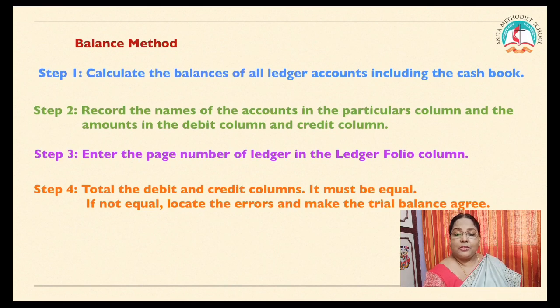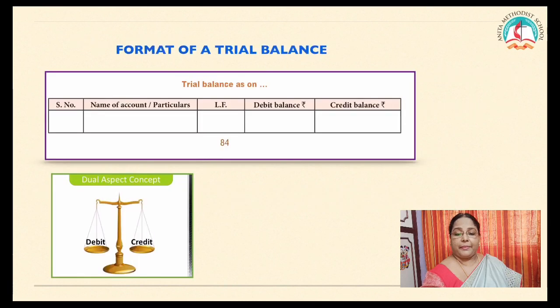Calculate the balances of all ledger accounts including the cash book. Record the name of the account in the particulars column and the amounts in the debit column and credit column. Enter the page number of the ledger in the ledger folio column. Total the debit and credit columns. They must be equal. It has to tally. If it is not equal, locate the error and make the trial balance agree.